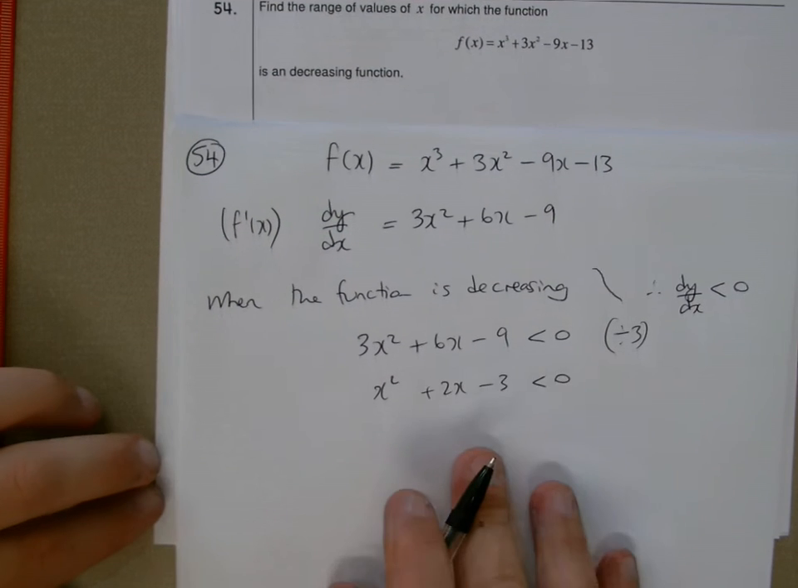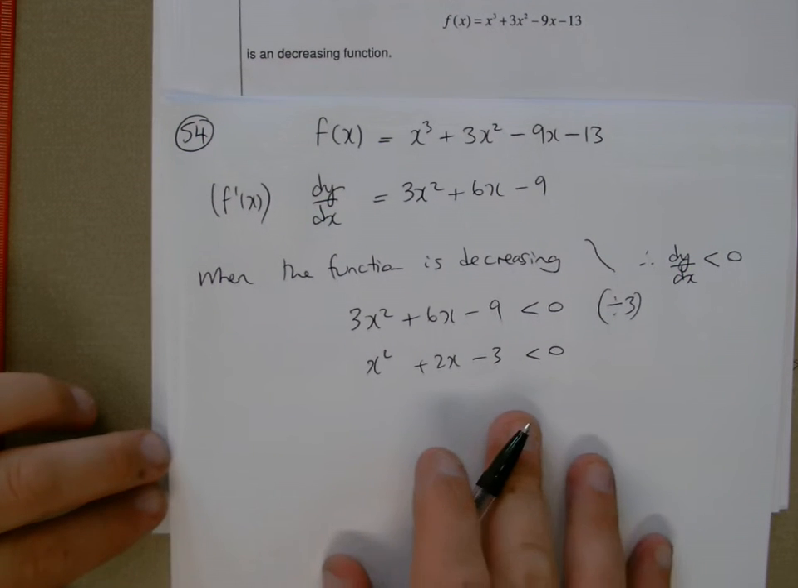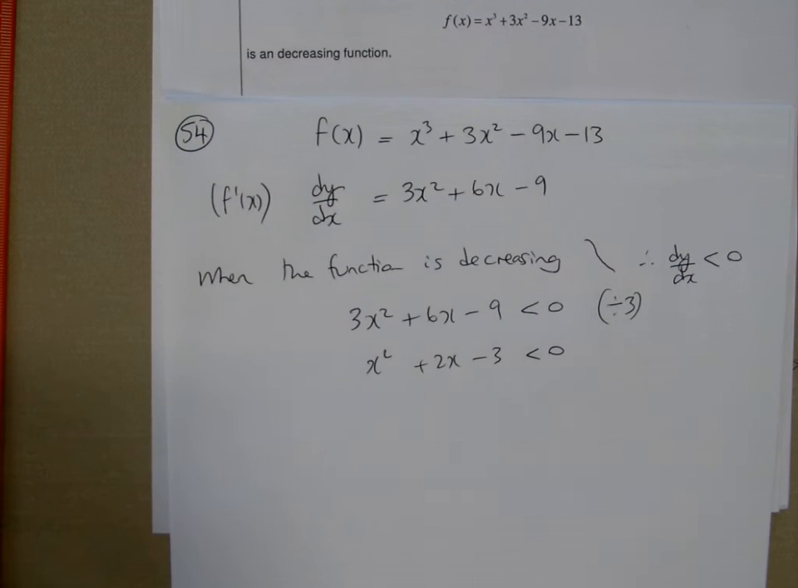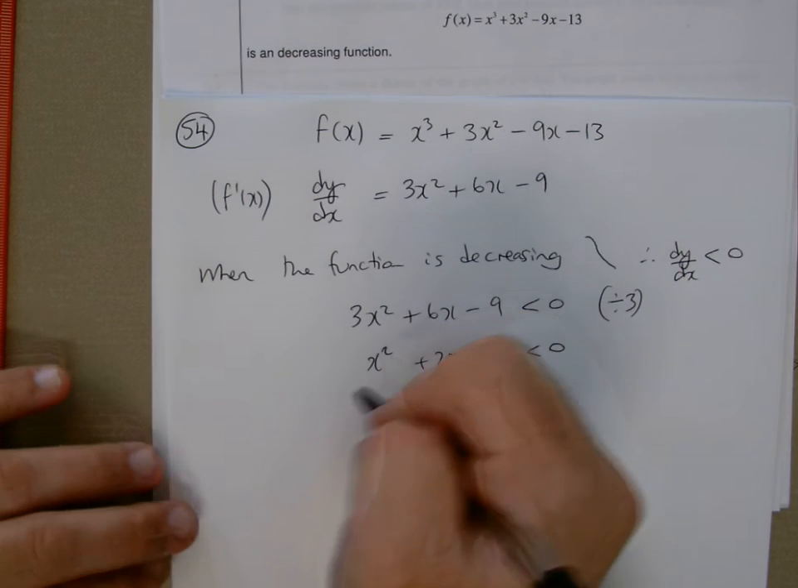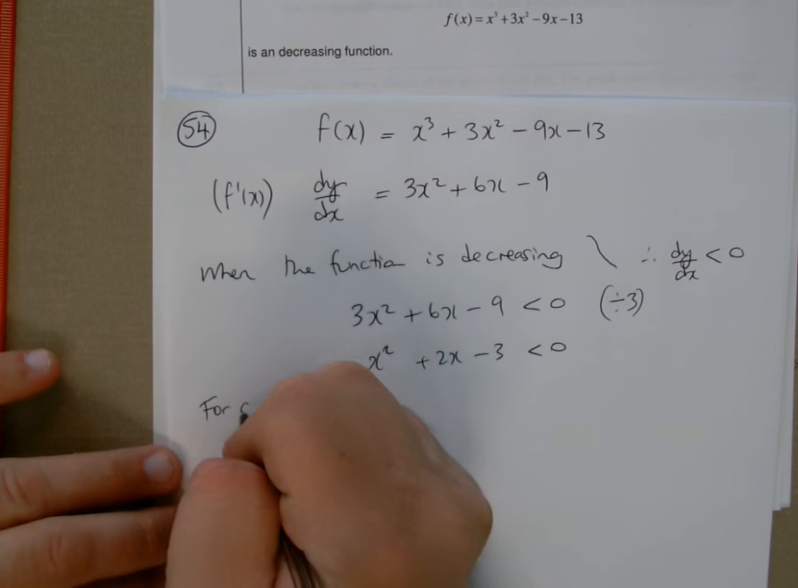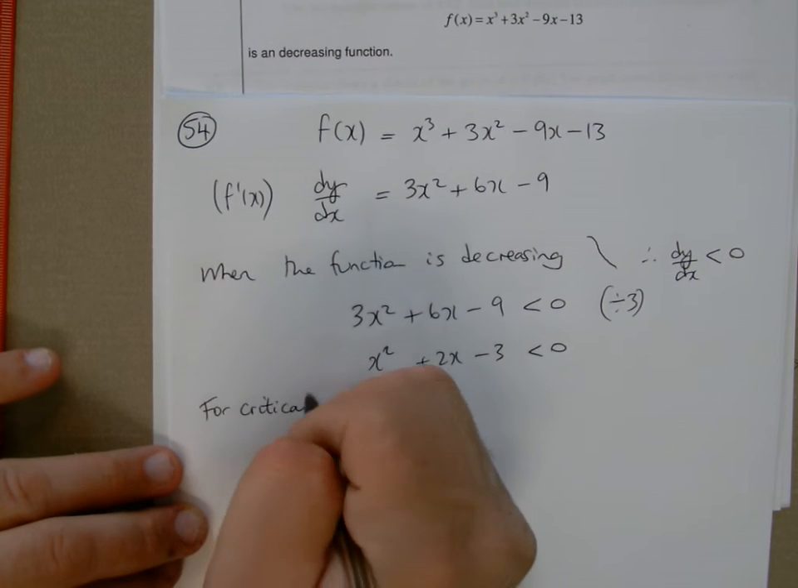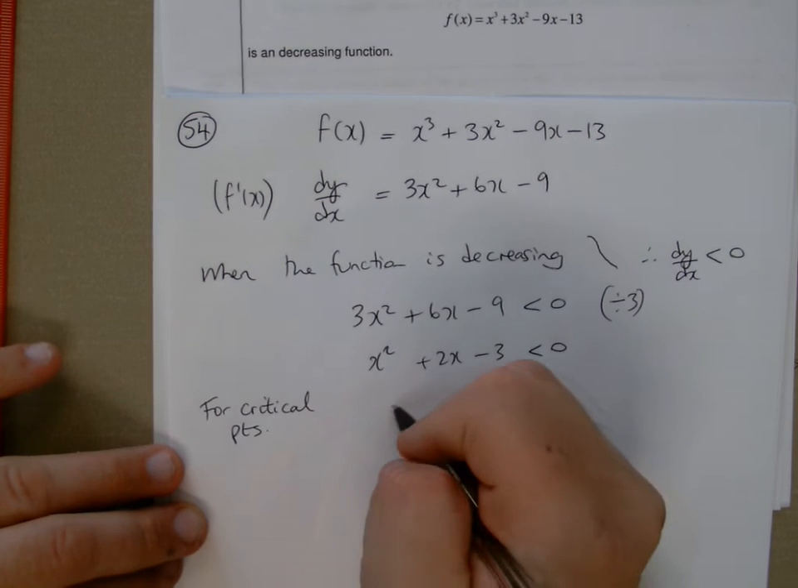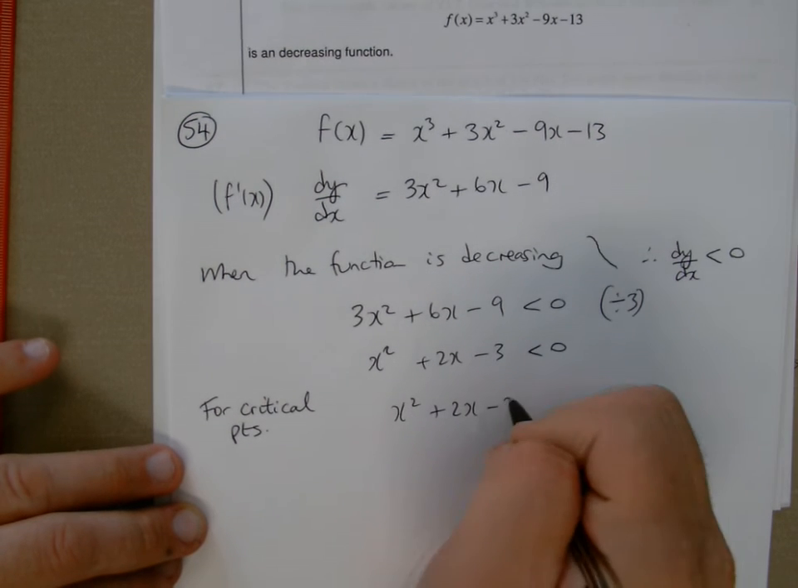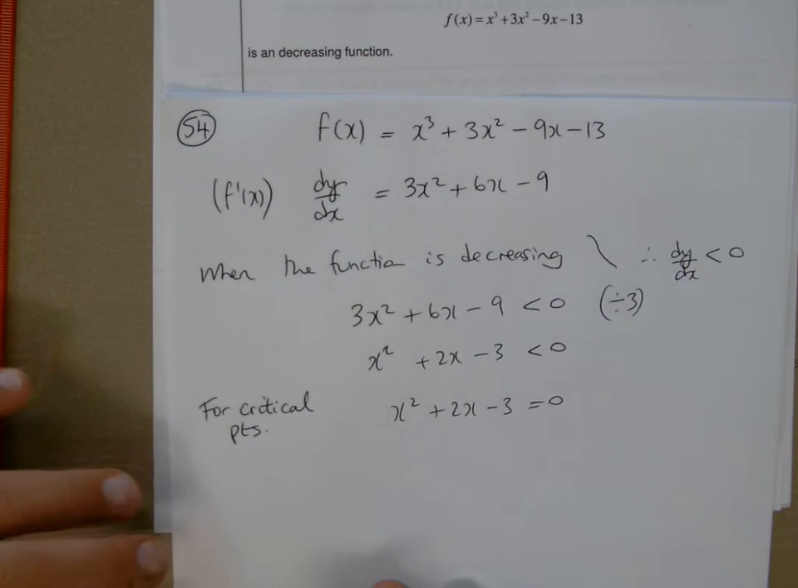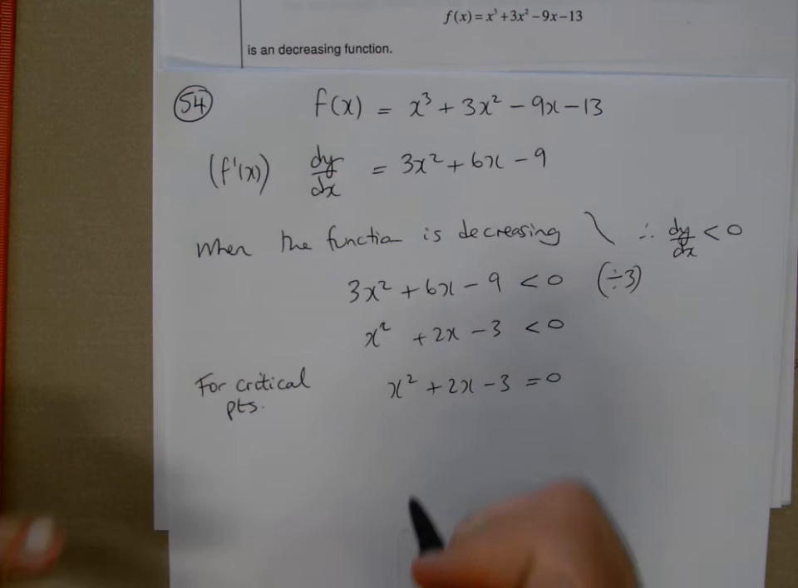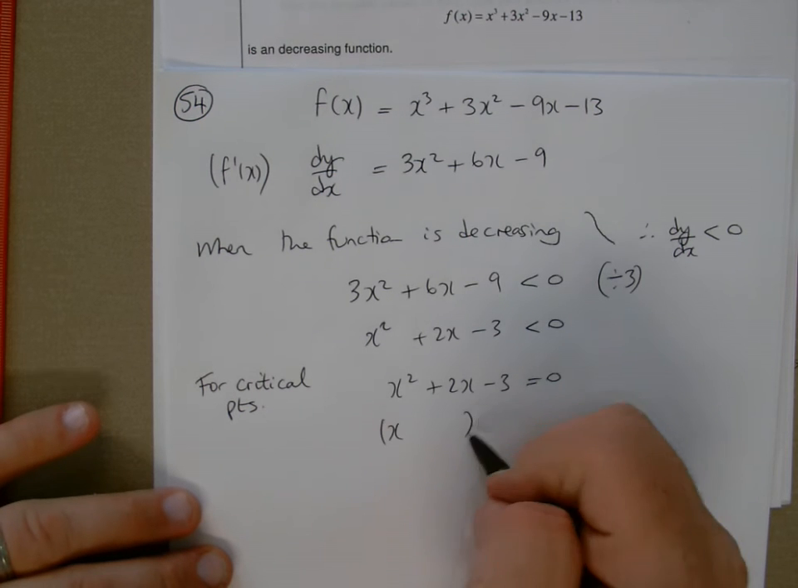Now, to show where this inequality is less than 0, we look at this quadratic and first of all focus on where it's equal to 0. So let's look at the critical points. Okay, so x squared plus 2x minus 3 equals 0. Okay, and we'll solve that.